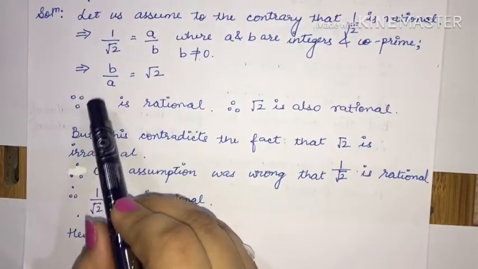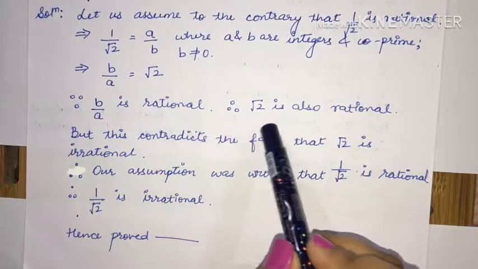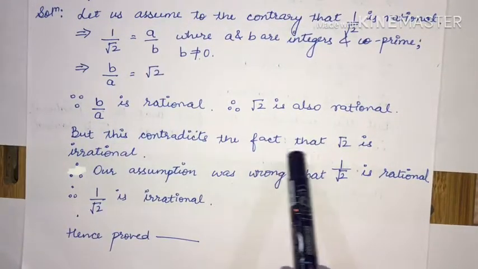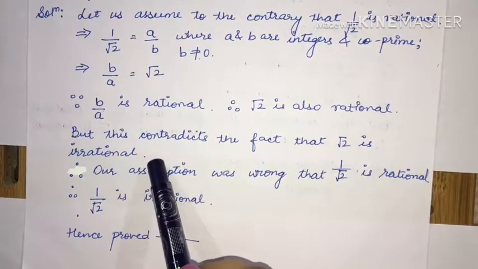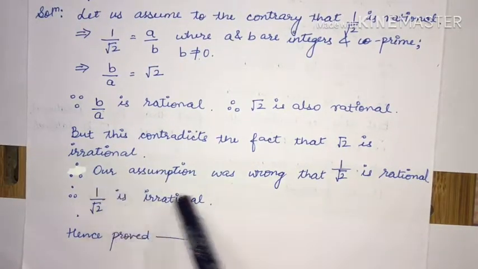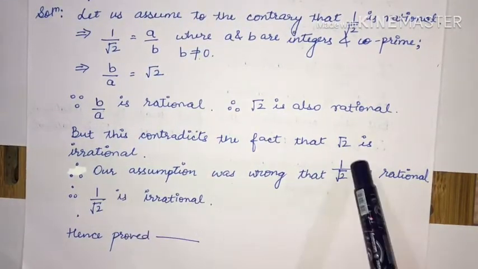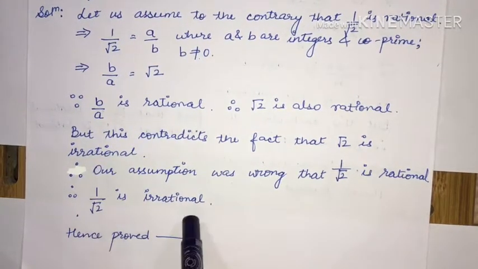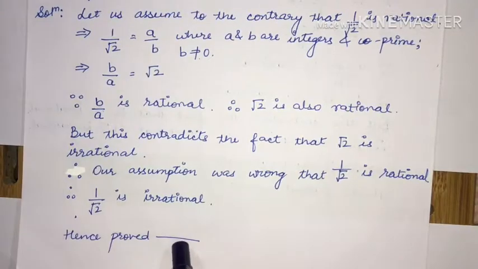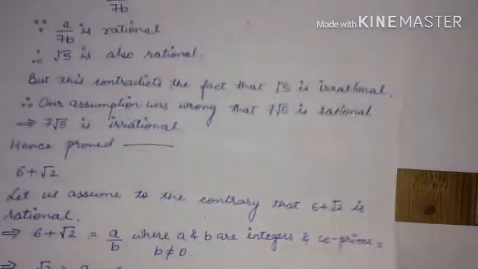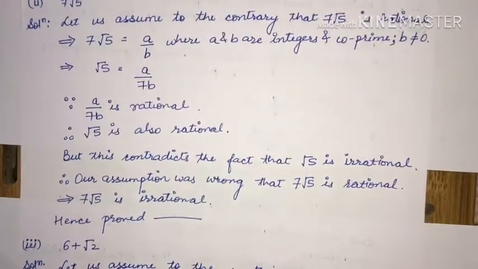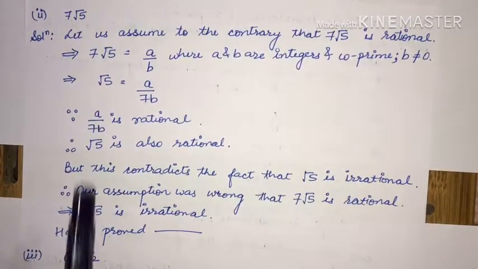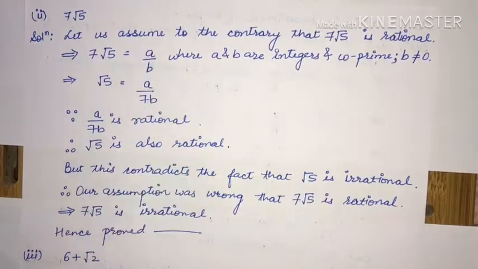Since b upon a is rational, therefore root 2 is also rational. But this contradicts the fact that root 2 is irrational. Therefore, our assumption was wrong that 1 upon root 2 is rational, which implies 1 upon root 2 is irrational, hence proved. Let's move on to the next part, which says us to prove 7 root 5 is irrational.